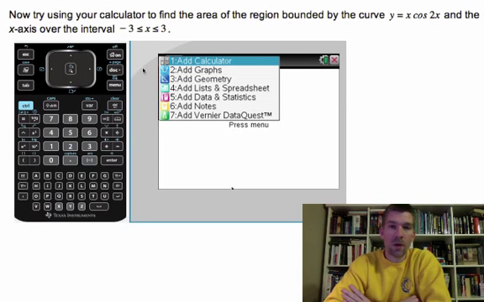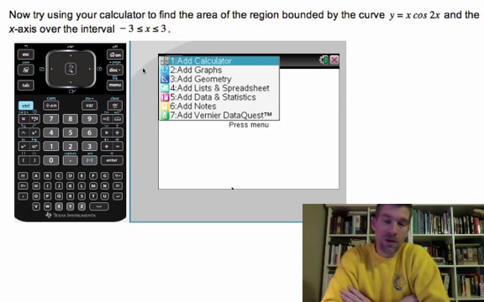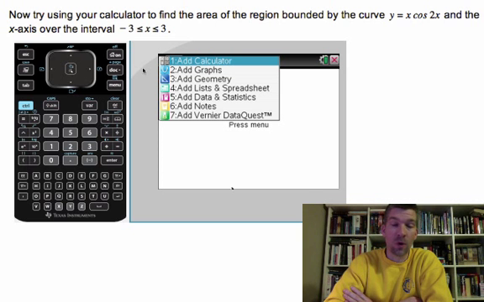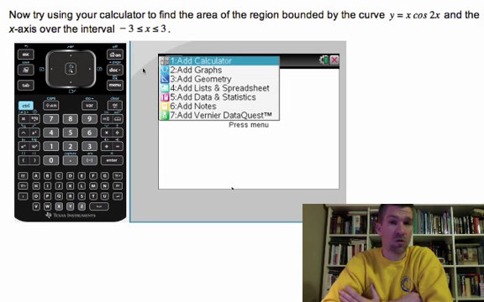All right, now we're looking at a problem where we're asked to evaluate using our calculator the total area under a curve. And the problem they gave us is x cosine 2x. So we're going to just graph that guy and make sure that when you graph this guy that you are in radian mode on your calculator.